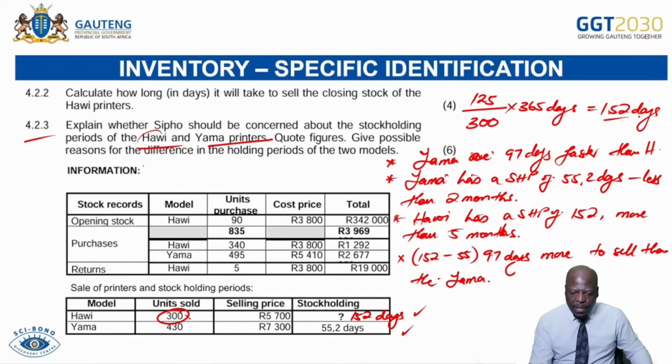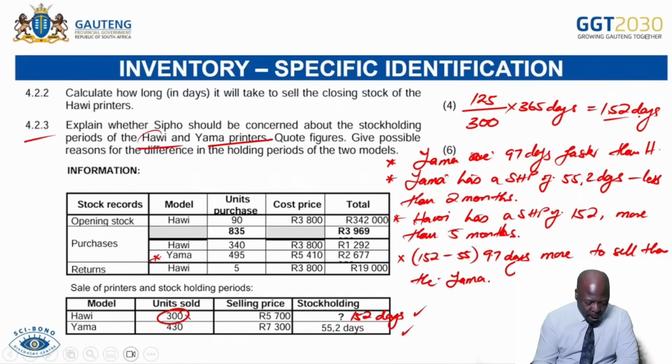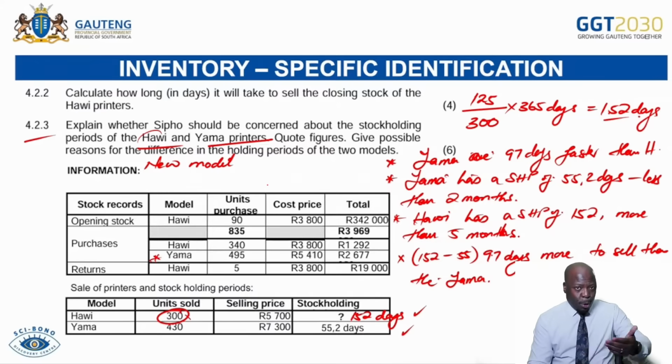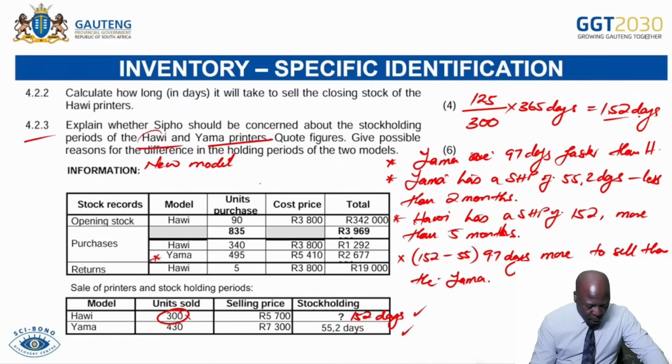And then give possible reasons for the difference in the stock holding period. What could be the reasons? You can see that here you did not have opening stock of the Yama. So that could mean that it's a new product that has recently been introduced. This can be a new model because we did not have opening stock of it. It means it is likely to have been introduced recently. So that is a new model.